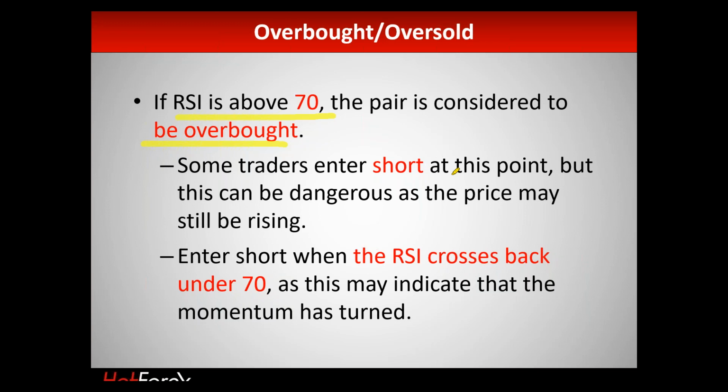What is the safe strategy? Safe strategy is, because why? Tadi kita nampak, bila dia masuk overbought, dia akan maintain dekat overbought region for quite some time. So what is the safe strategy is, we enter short only after RSI cross back under 70. Which tell you probability maybe the trend is changing. Okay, the trend is changing. So that what we want to know.